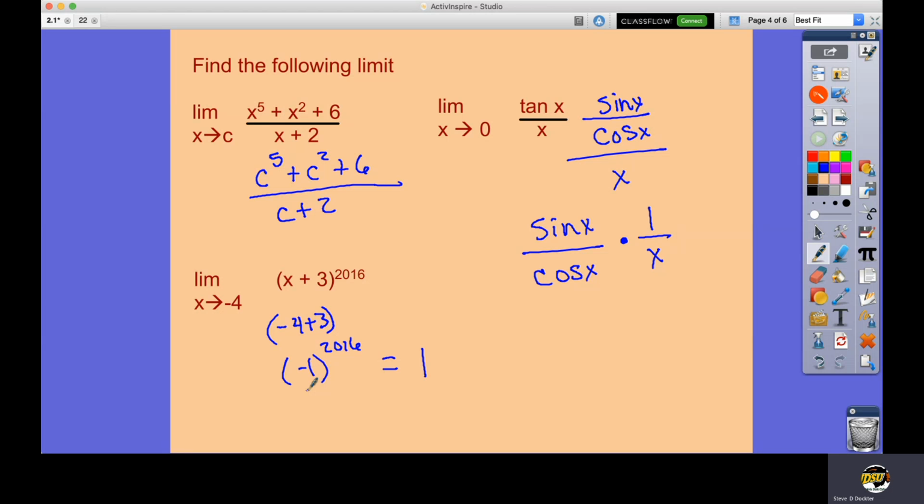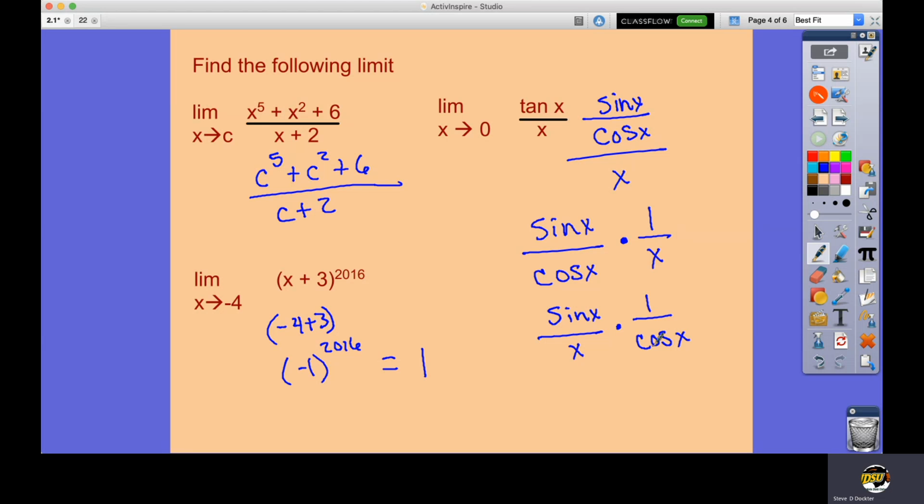All right, now what else we can do at this point, and I'm going to tell you why in just a minute, is flip. You guys know with multiplication, we can rearrange the order at any time. So we're going to move these two, the cosine of x and the x. So we get the sine of x over x times 1 over cosine of x.